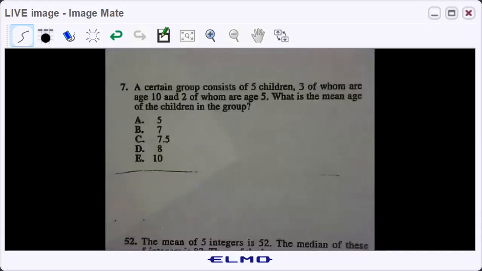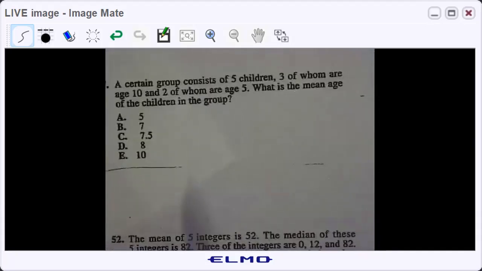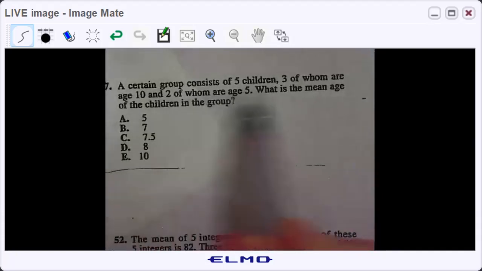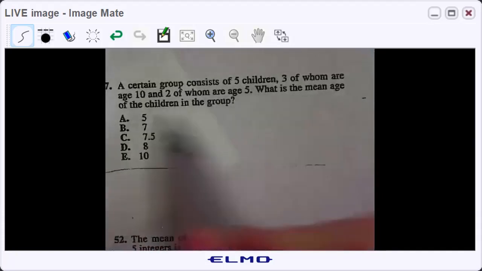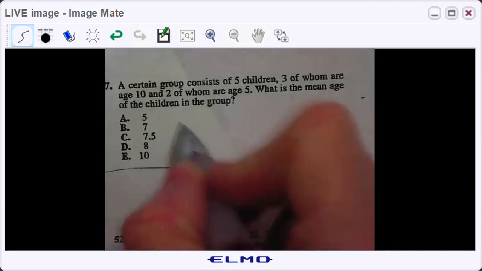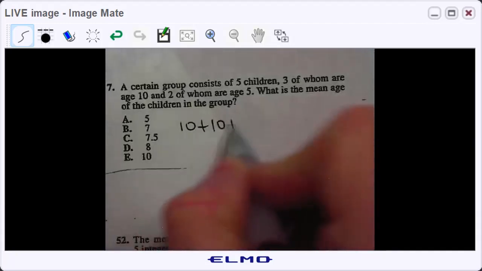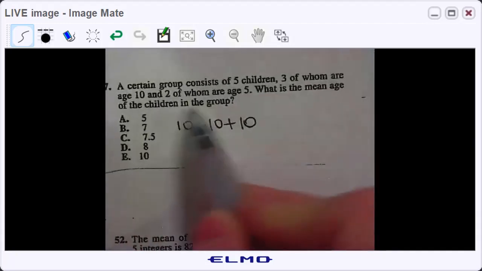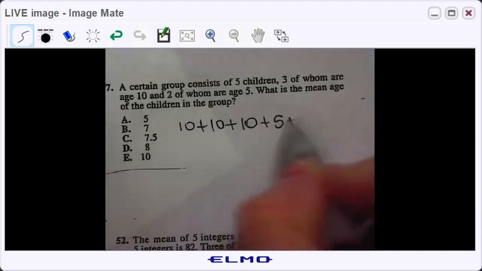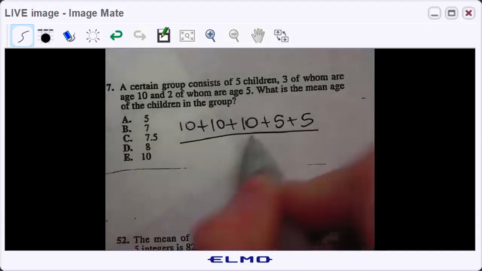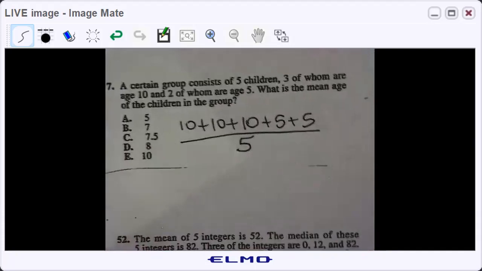All right, so most of these problems are fairly straightforward. The first one's super easy. It just says there's a group consisting of 5 children. It is a mean problem, an average problem. So 3 of them are 10, so we're going to have to add those 3 together, and 2 of the other children are 5. Because we have 5 children, to get the average, we're going to be dividing by 5.